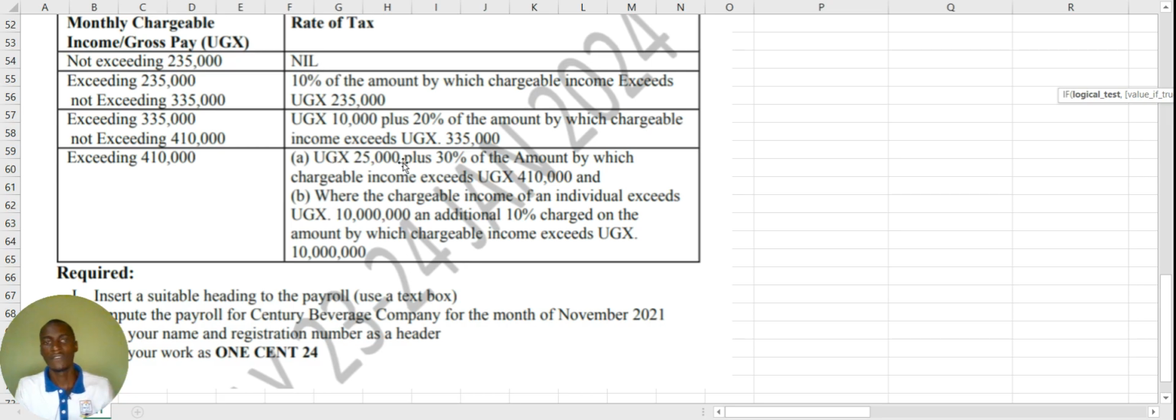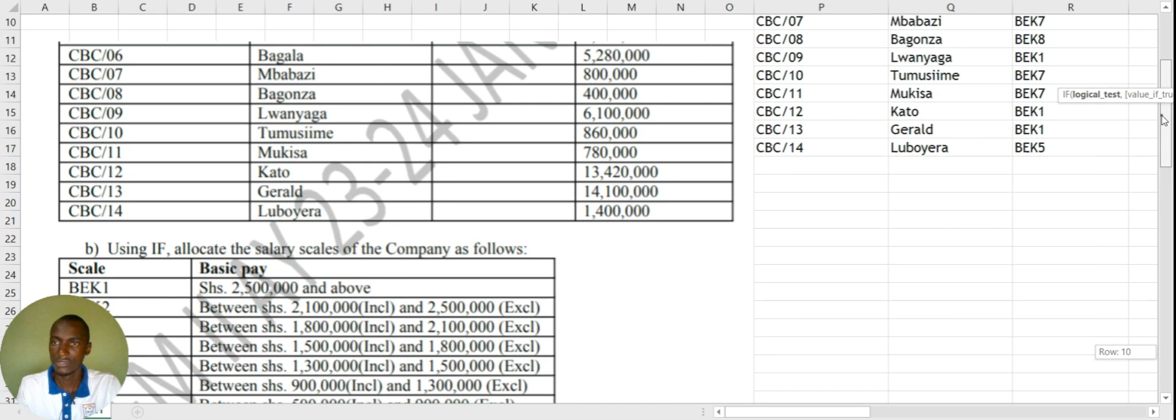UGX 25,000 plus 30% of the amount by which chargeable income exceeds UGX 410,000, and where the chargeable income of an individual exceeds UGX 10 millions, an addition of 10% charged on the amount by which chargeable income exceeds 10 millions. So here our upper limit is 10 millions.